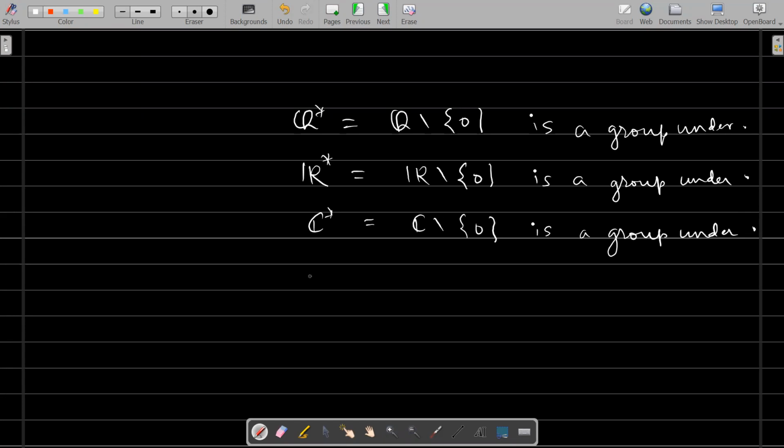Then as far as Z is concerned, which elements won't have a multiplicative inverse? So for example, let's look at 2, and I know 2 into half is 1. But we know half is not an integer. So as far as 2 is concerned, in the set of integers, 2 does not have a multiplicative inverse, right? So in Z, which elements have a multiplicative inverse?